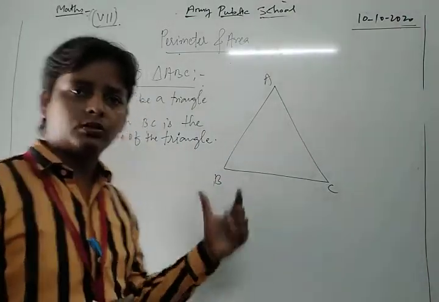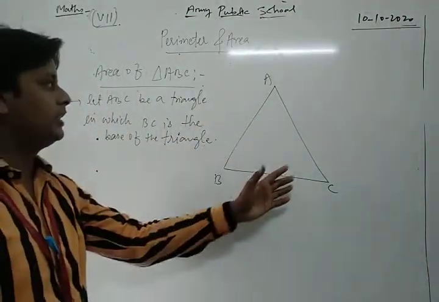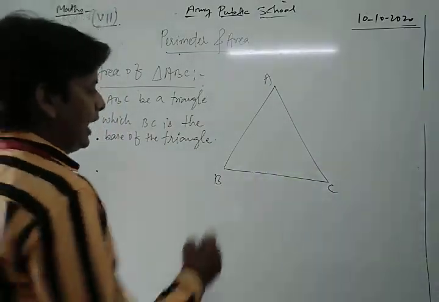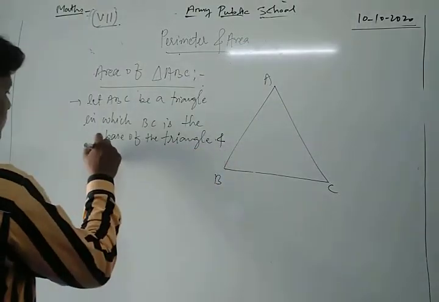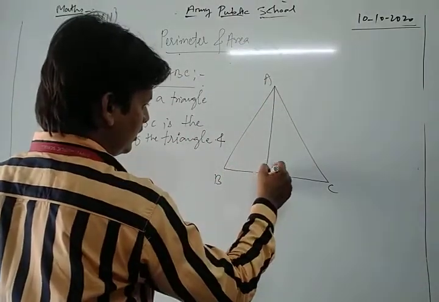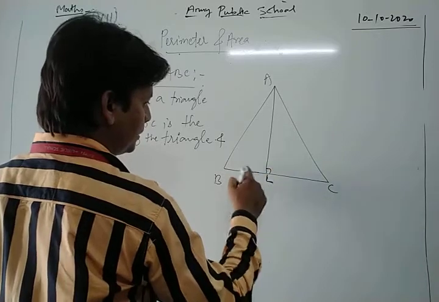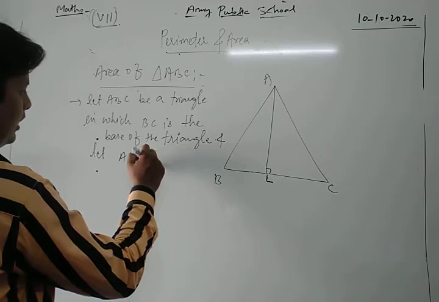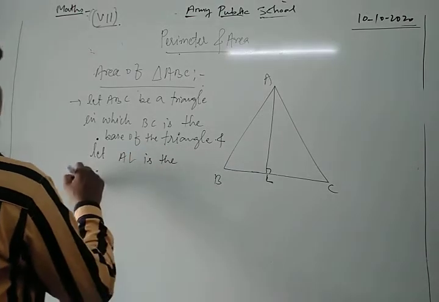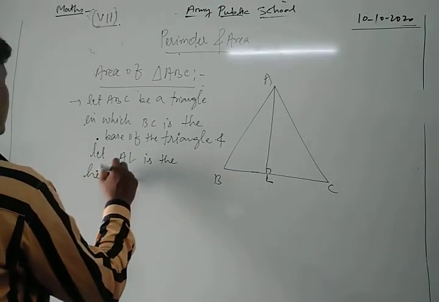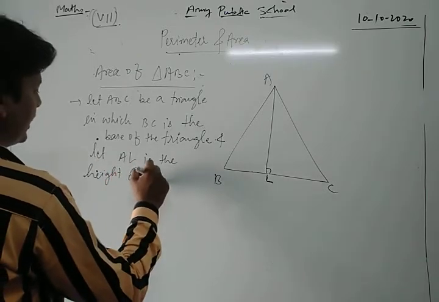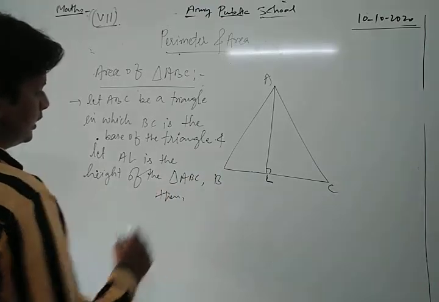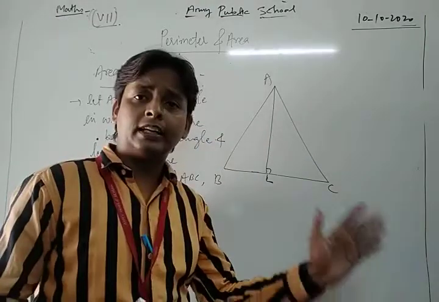of the triangle. Okay dear students, let ABC be a triangle in which BC is the base of the triangle, then let AL be perpendicular to BC, and let AL be the height. AL is the height of the triangle ABC. Then, dear friends, the area of triangle ABC.